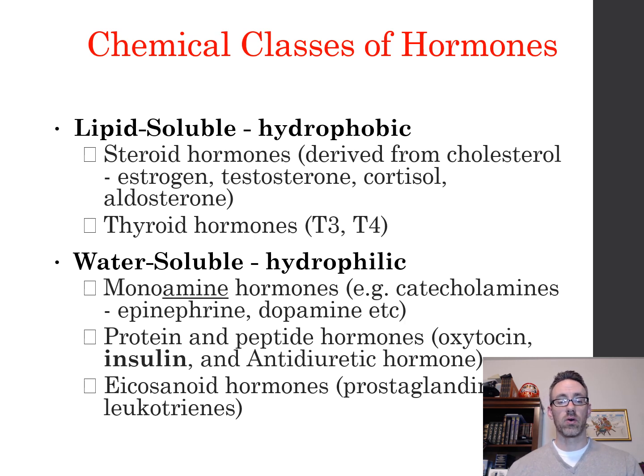Then there's the category of the eicosanoid hormones. These are derived essentially from triglycerides, particularly ones that have arachidonic acid, and they can produce prostaglandins and leukotrienes. Their function is quite diverse. They can increase or even inhibit immune responses. They're involved in blood clotting, in vascular tone, and so on.